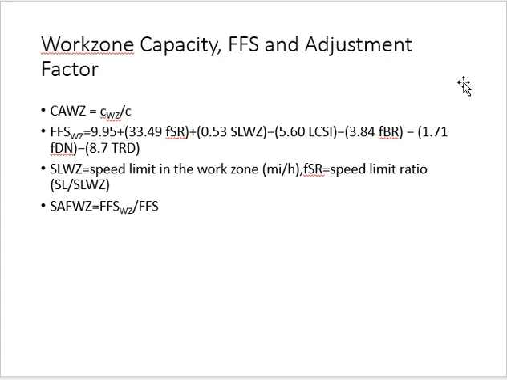Okay. Clear? 3 miles forward, 3 miles back. Total 6. Count number of ramps, divide by 6. This will give you TRD. Okay. So this equation will be used to calculate free flow speed of the work zone. Okay. Then you come here, this will give you a speed adjustment factor of the work zone.